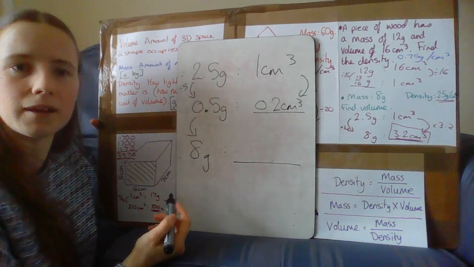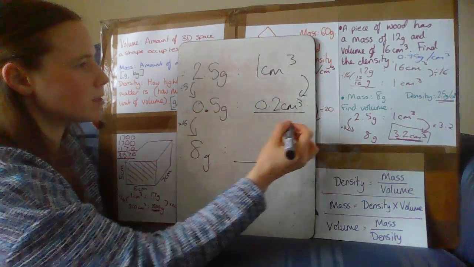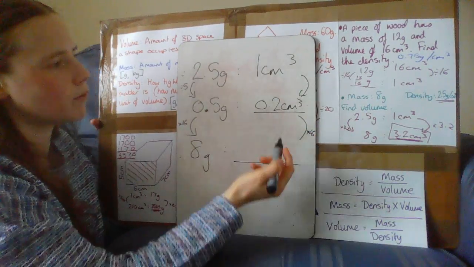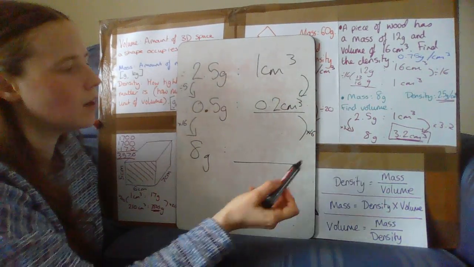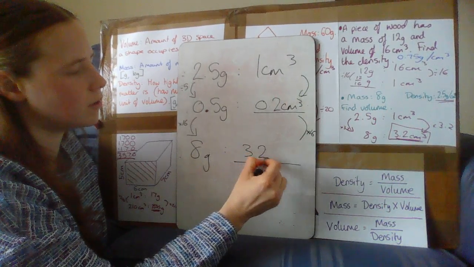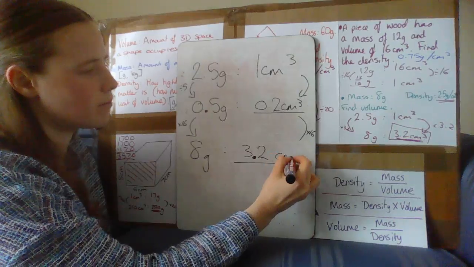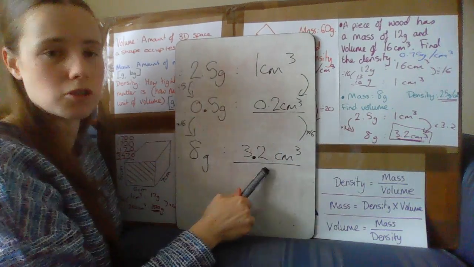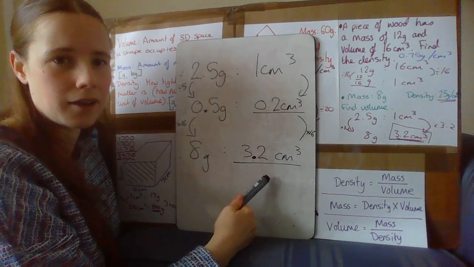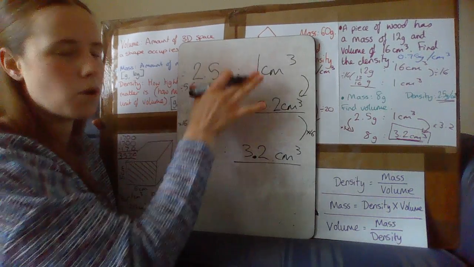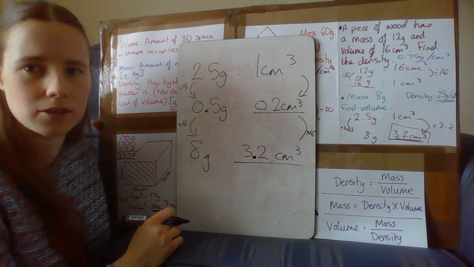How many halves are there in 8? Well, there are 16. So times that by 16. So I've got 16 lots of 0.2. Well, 16 times 2 is 32. So 16 times 0.2 is going to be 3.2. So it's perfectly possible to do this without a calculator. Just don't be afraid and just work with your ratios and how you know how to use them.